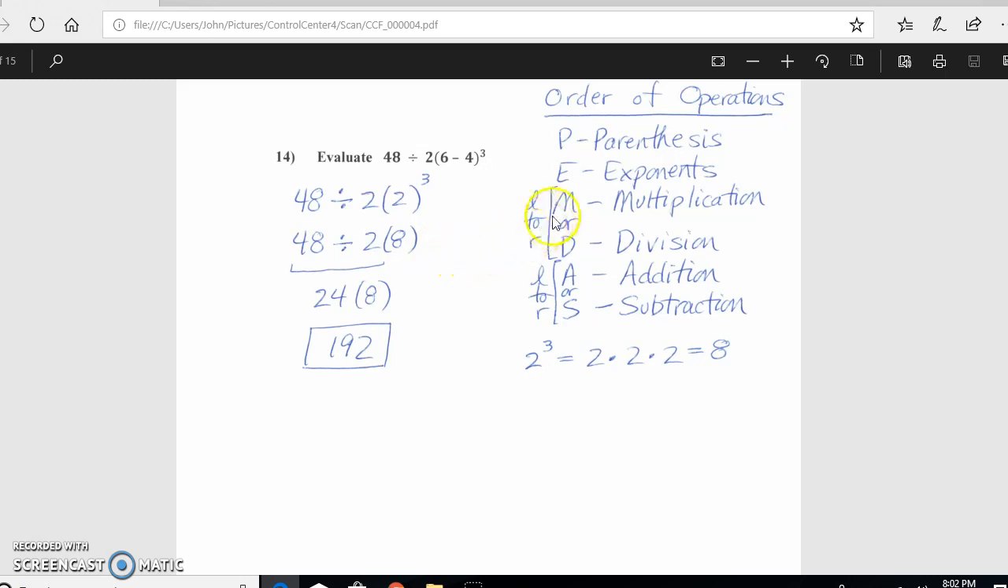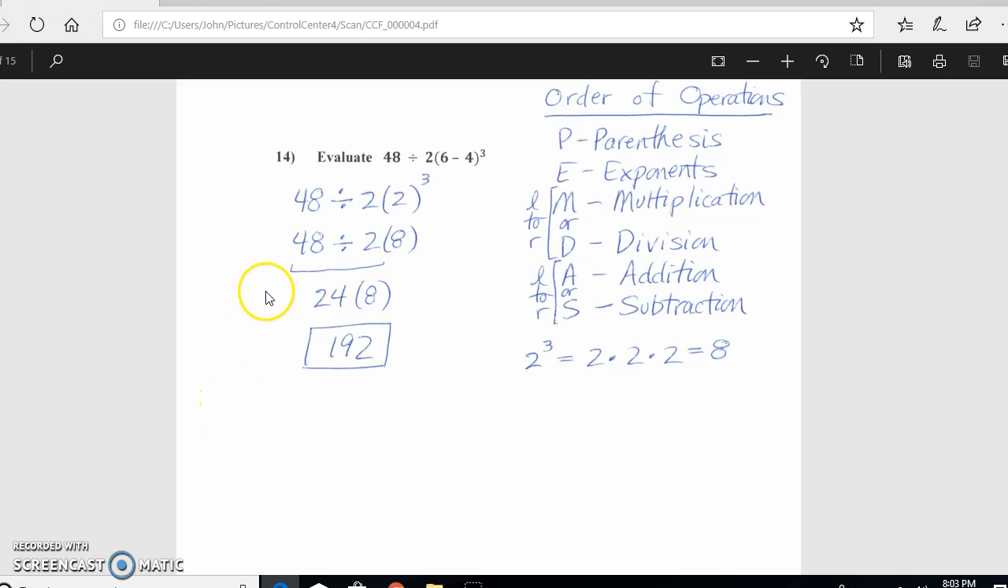Our next step is multiplication or division, whichever one we find first as we move from left to right. So we want to move from the left to the right, looking only for multiplication or division, whichever one we find first. In this problem, we find a division first. So our first step is to do 48 divided by the 2, and that's going to give me the 24. And now the 24 is now going to be multiplied by this 8, and that's going to be my last step. The 24 times the 8 is 192, and 192 is my answer.